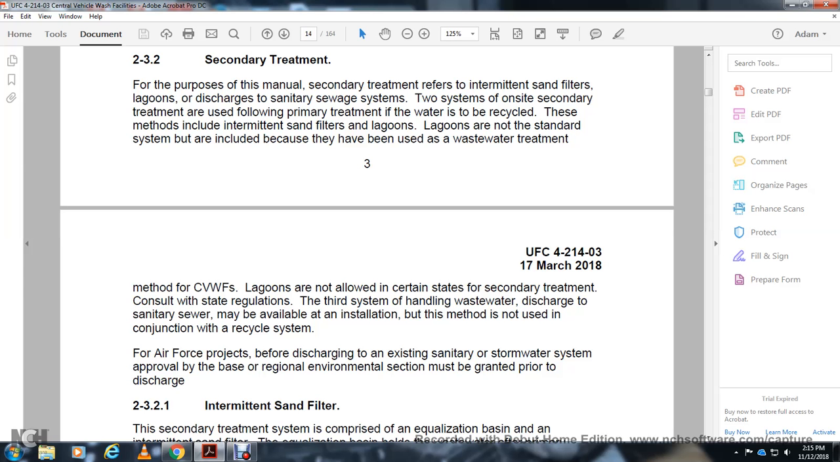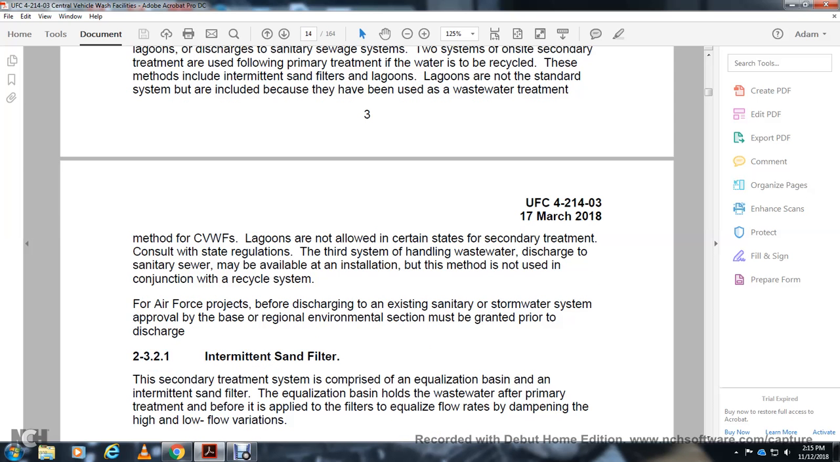A sanitary sewer must be available at the installation in conjunction with the recycling system for the Air Force project, or discharge to an existing sanitary or stormwater system. Approval from the regional environmental section must be granted prior to the discharge.